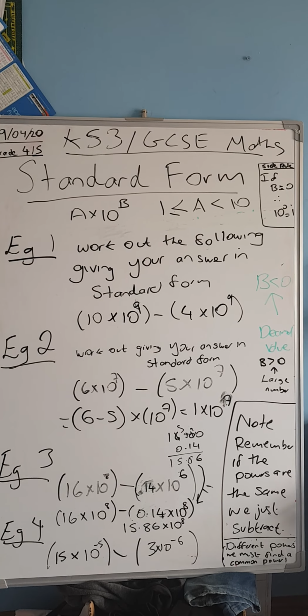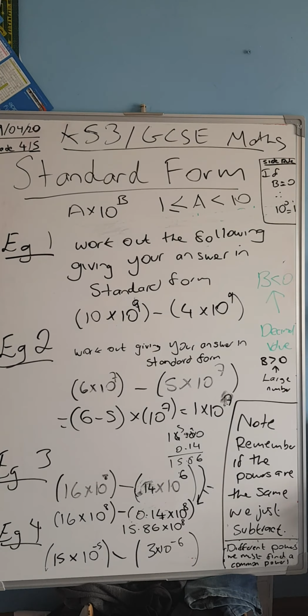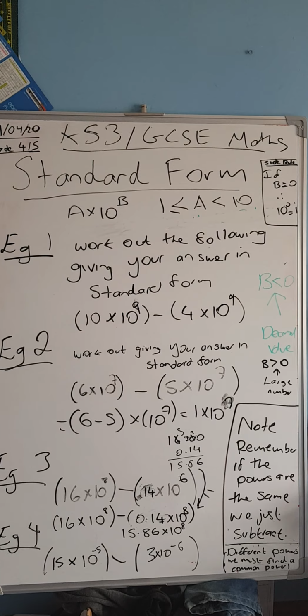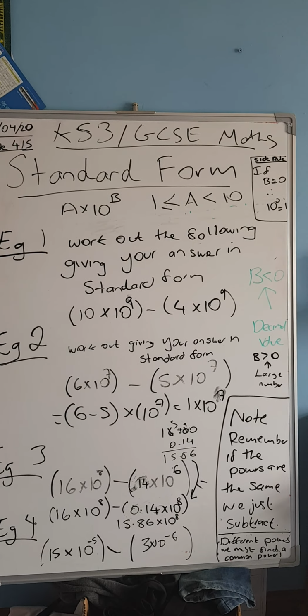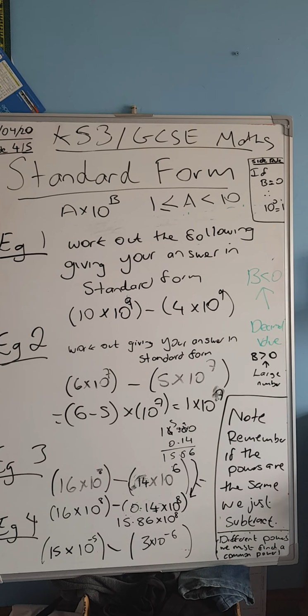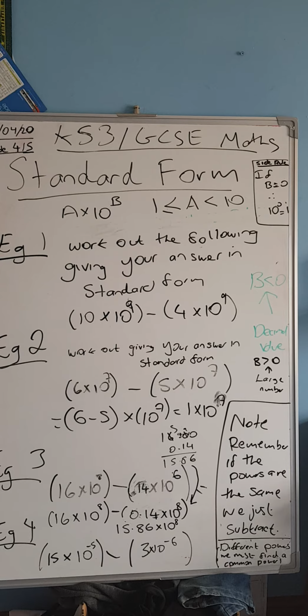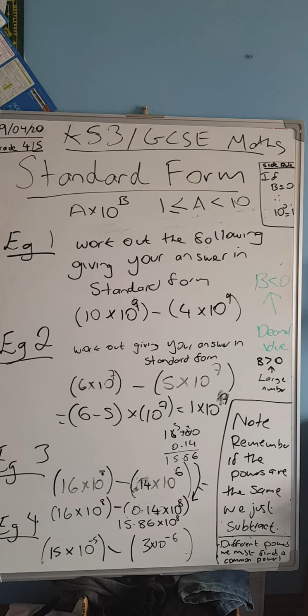So example 1, work out the following, giving your answer in standard form: 10 times 10 to the 9 minus 4 times 10 to the 9. The powers are the same, so all I do is just subtract. 10 minus 4 is going to be 6, so it's 6 times 10 to the 9. So the answer to example 1 is 6 times 10 to the 9.